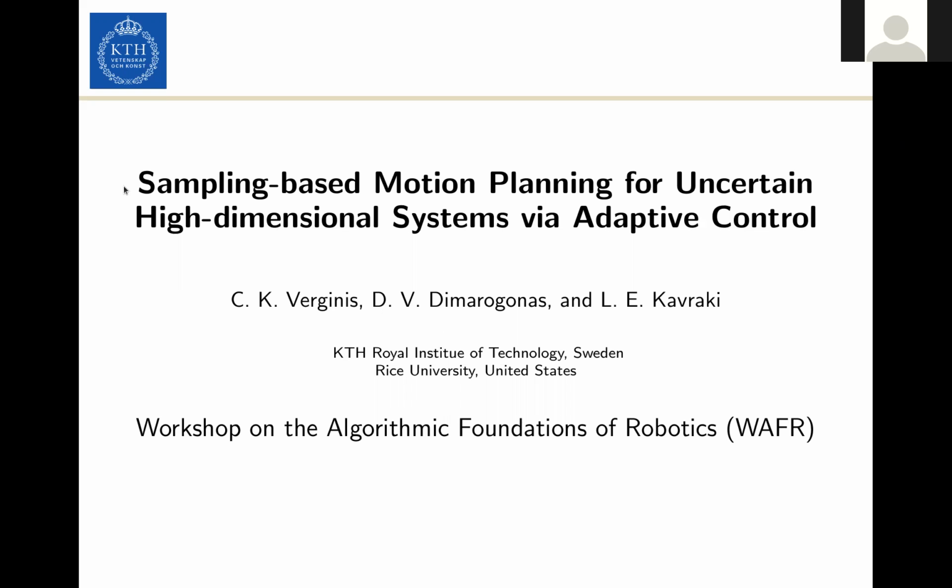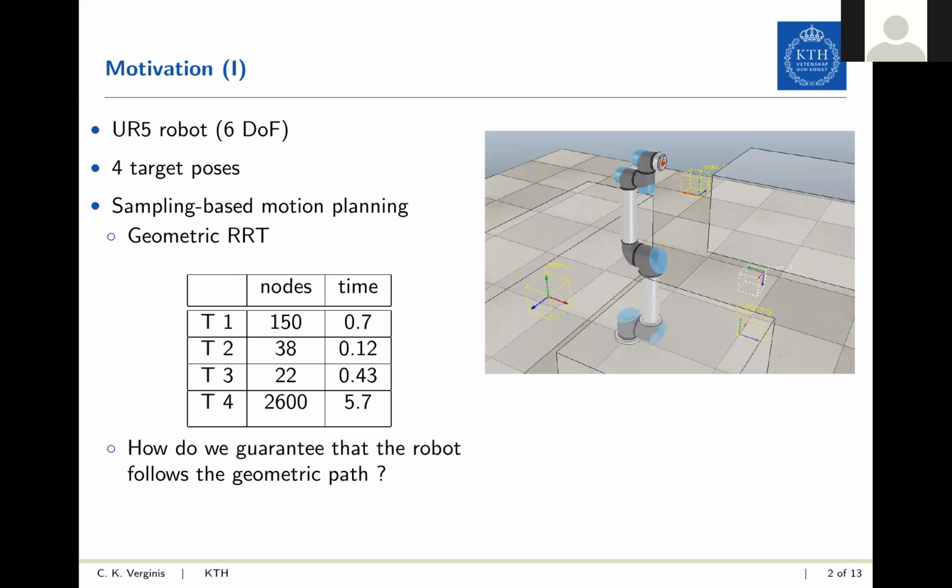The title of this work is Sampling-Based Motion Planning for Uncertain High-Dimensional Systems via Adaptive Control, published in the workshop on the Algorithmic Foundations of Robotics 2020. So this work deals with the motion planning problem for complicated structures, which essentially is to find a way to automatically navigate a system to some desired goal while avoiding obstacles.